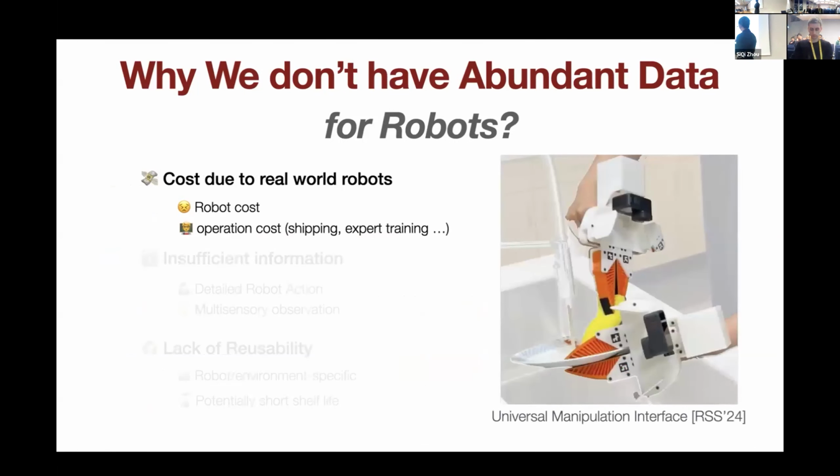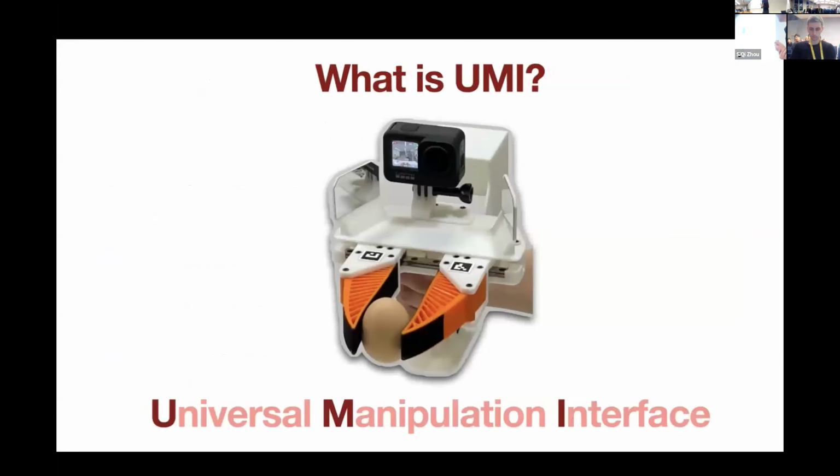So today, my plan is to talk a little bit about our work and use it as examples of how we can potentially address some of those challenges about data collection for robots, and paint a way of how we can get to a world of abundant data for robots. The first work I'm going to talk about is called UMI, which stands for Universal Manipulation Interface. UMI for short. So what is UMI?